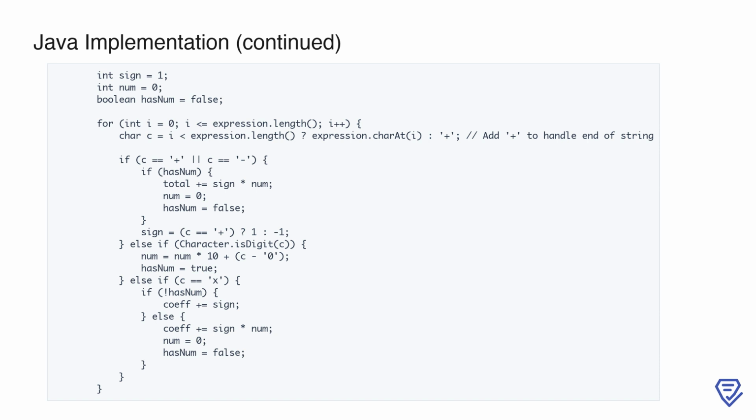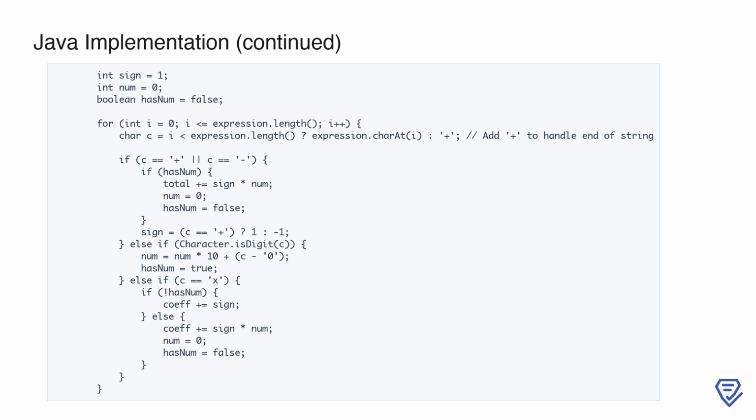The parse expression method is where we process each side of the equation. We initialize variables to track the coefficient of x, the total constant, the current sign, and a temporary number. The variable hasNumber is used to determine whether we're currently working with a number. We then loop through each character in the expression string, appending a plus at the end to ensure the final term is processed.